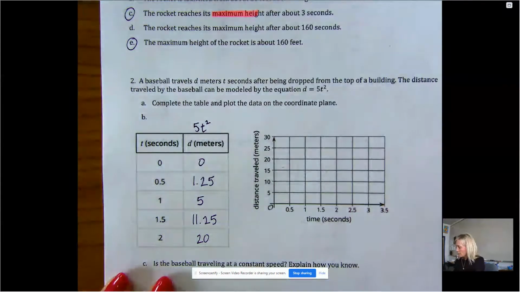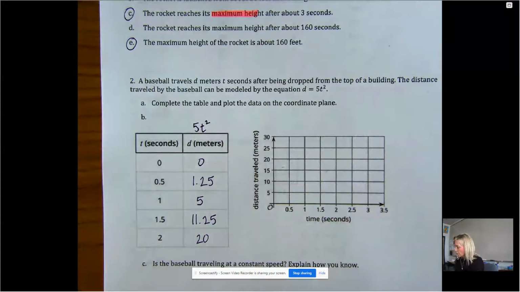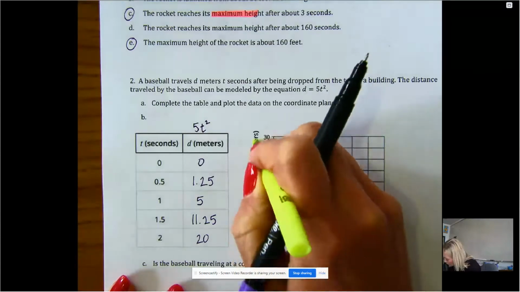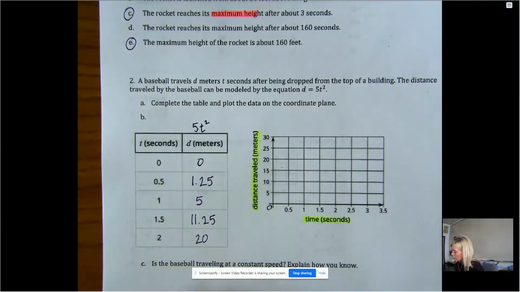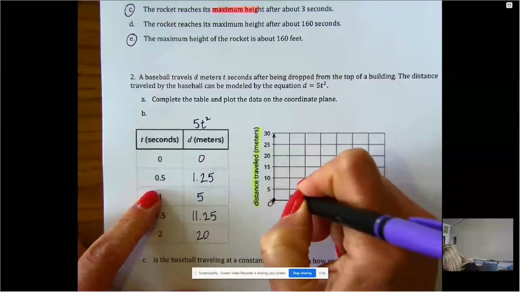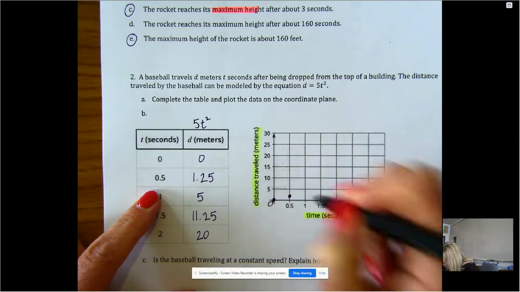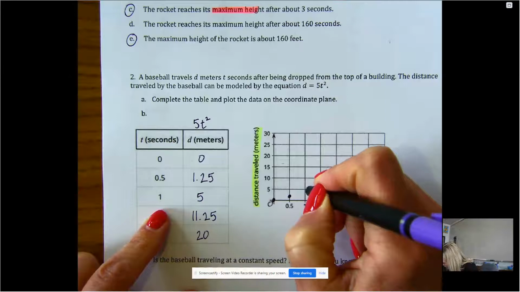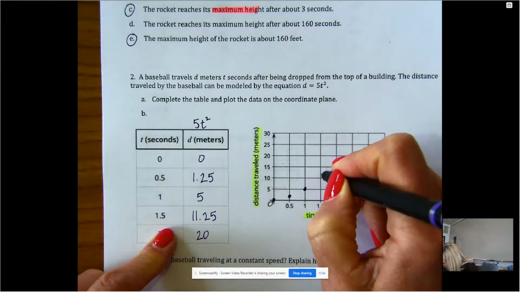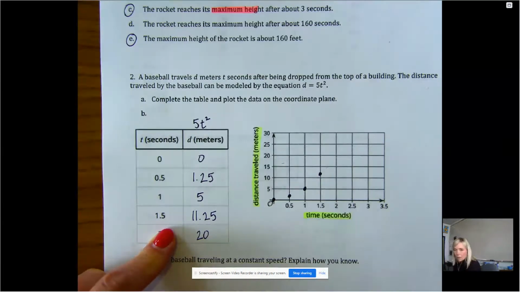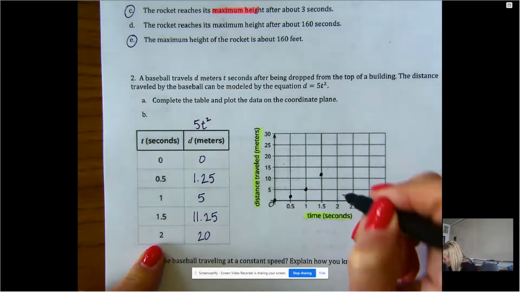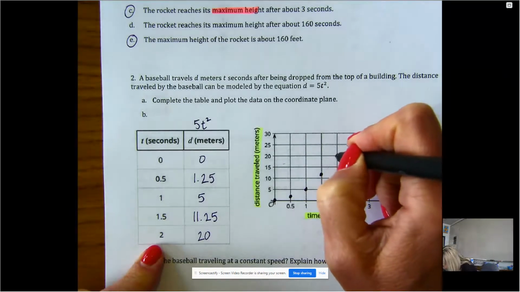So next, I'm going to plot the data on the coordinate plane. So we have time on the horizontal axis and distance traveled in meters on the vertical axis. So our points are 0, 0, and then 0.5, 1.25. I'm going to estimate about right there. 1, 5 is right here. 1.5, and then 11.25. I'm going to estimate about there. It looks like the points are curving and not lining up in a straight line. And then 2 is up here at 20.